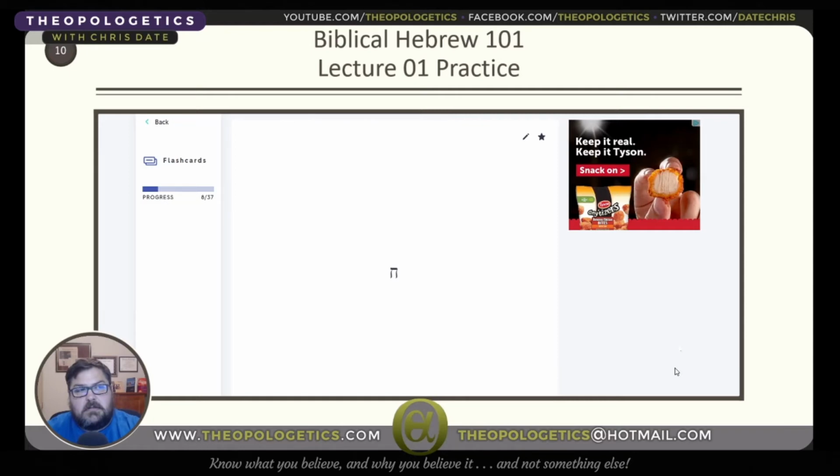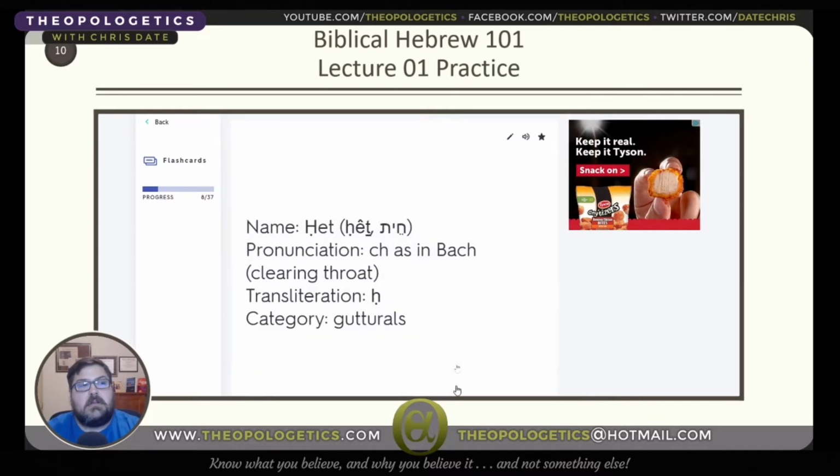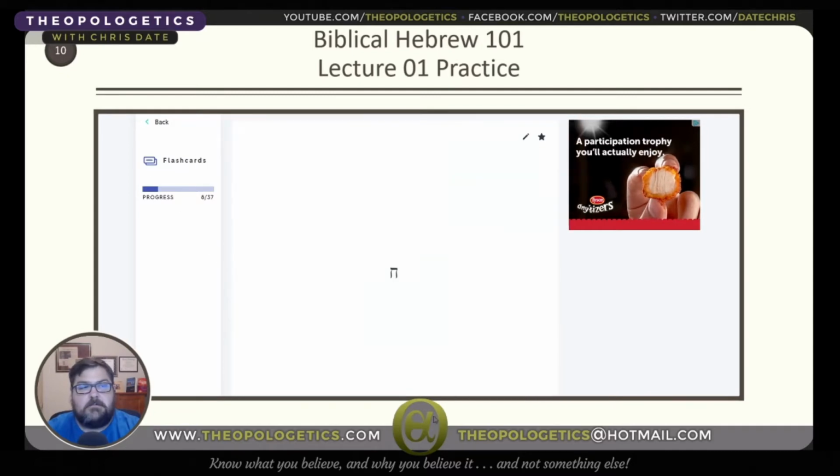Chet. It makes the same sound that kaf without a dagesh makes. So CH as in Bach, but rougher. And it's transliterated using an H with a dot under it to distinguish it from the hey. And it is in the category known as gutturals. Chet, CH as in Bach, H with a dot under it, gutturals. Okay? Next letter.